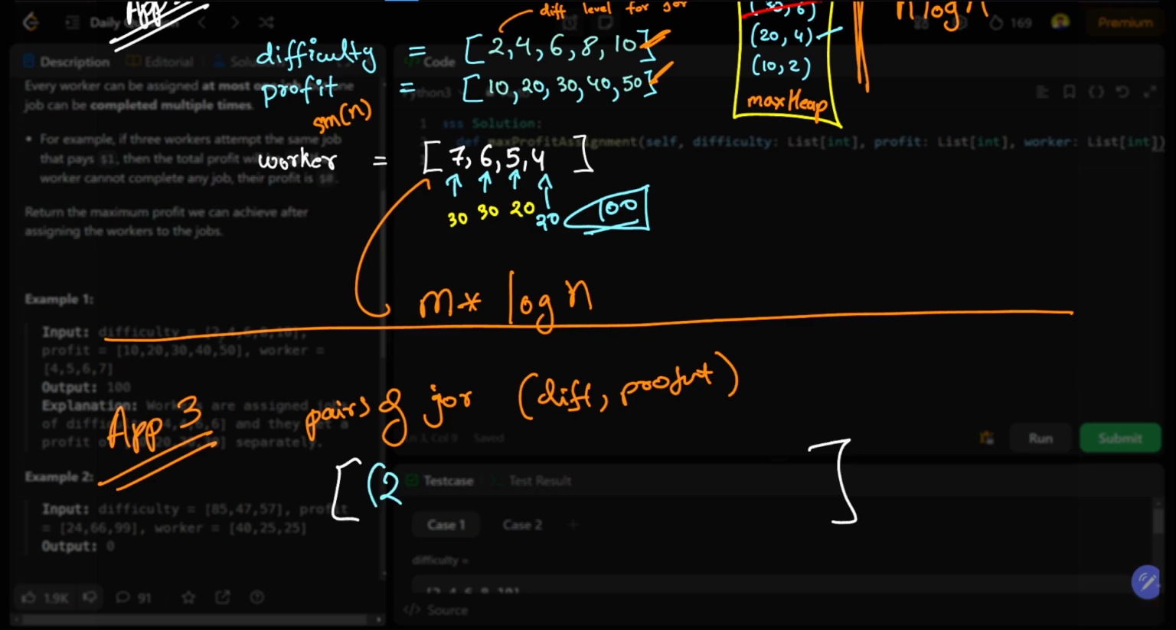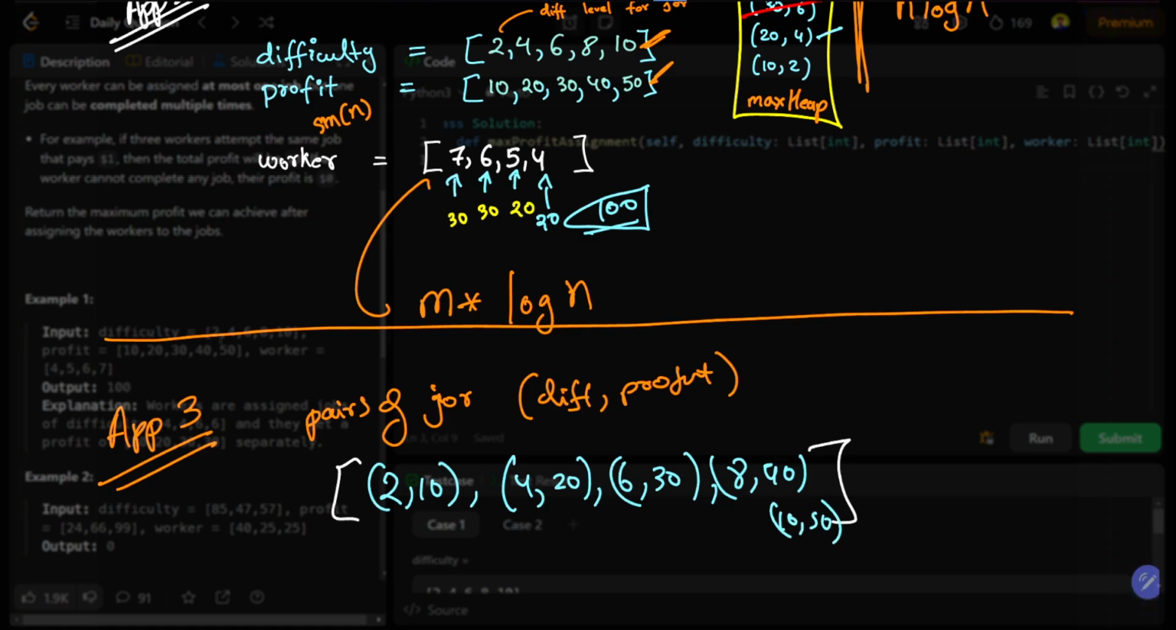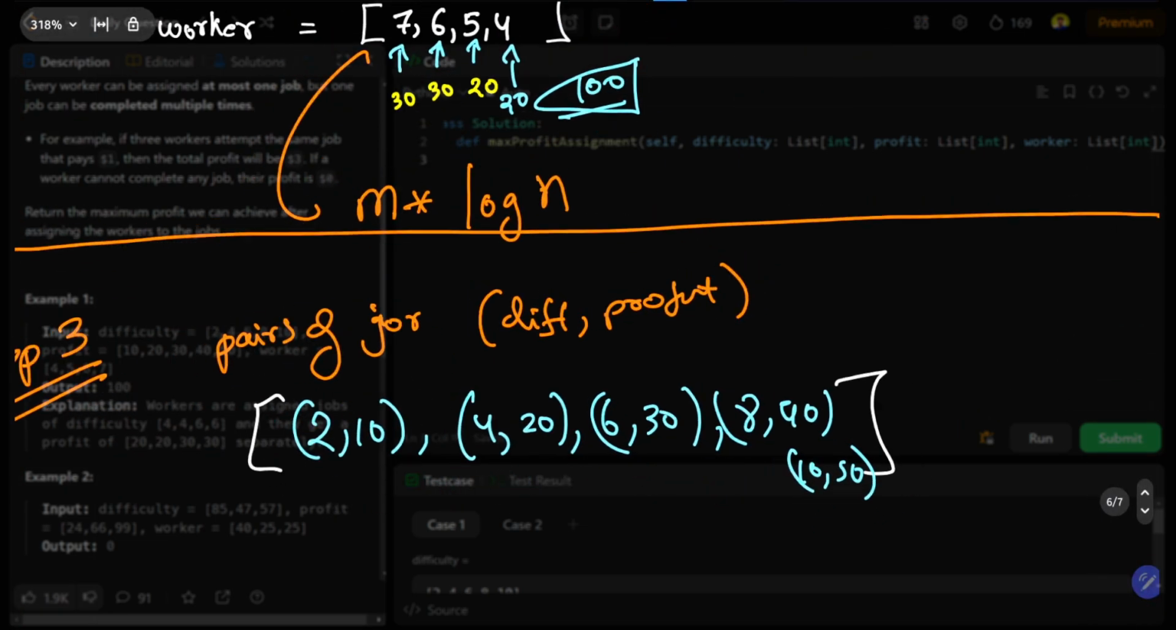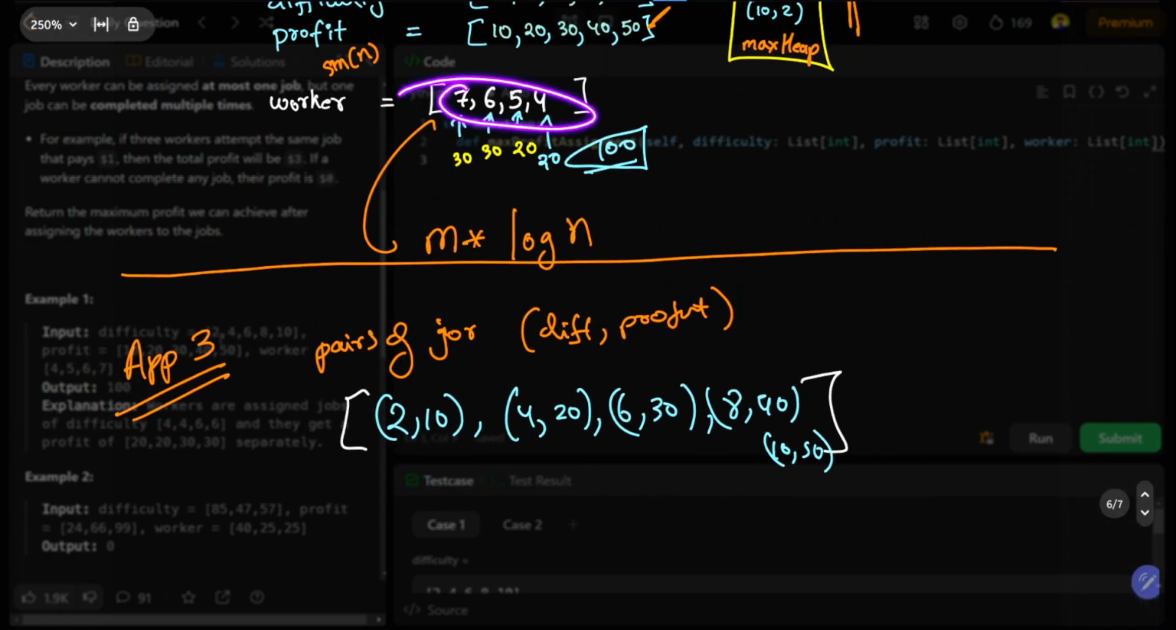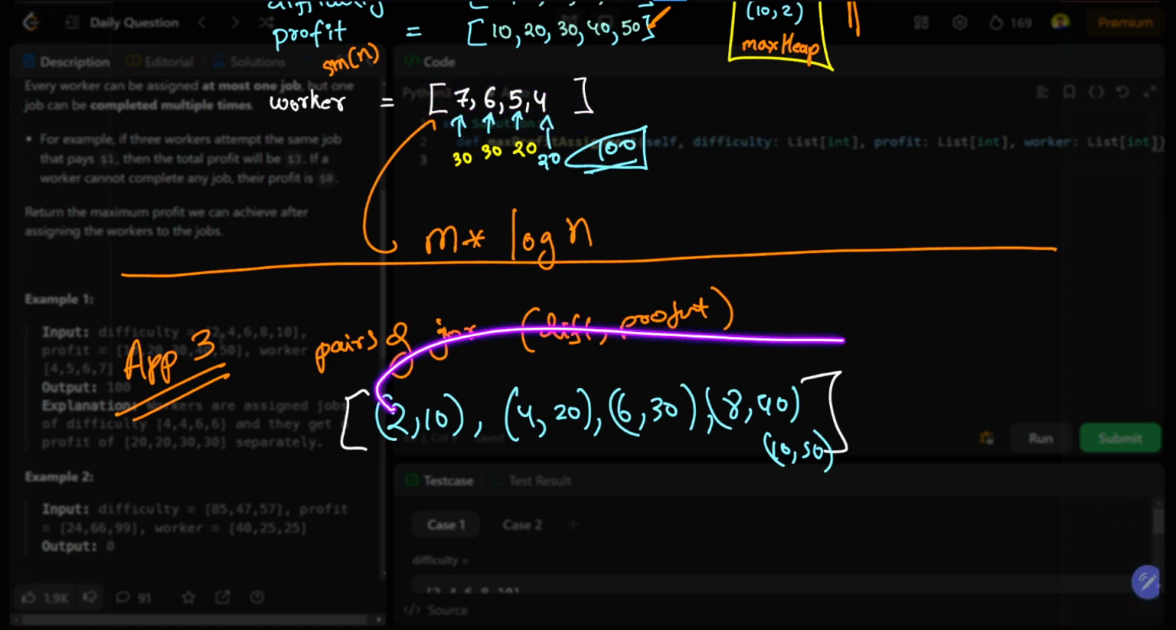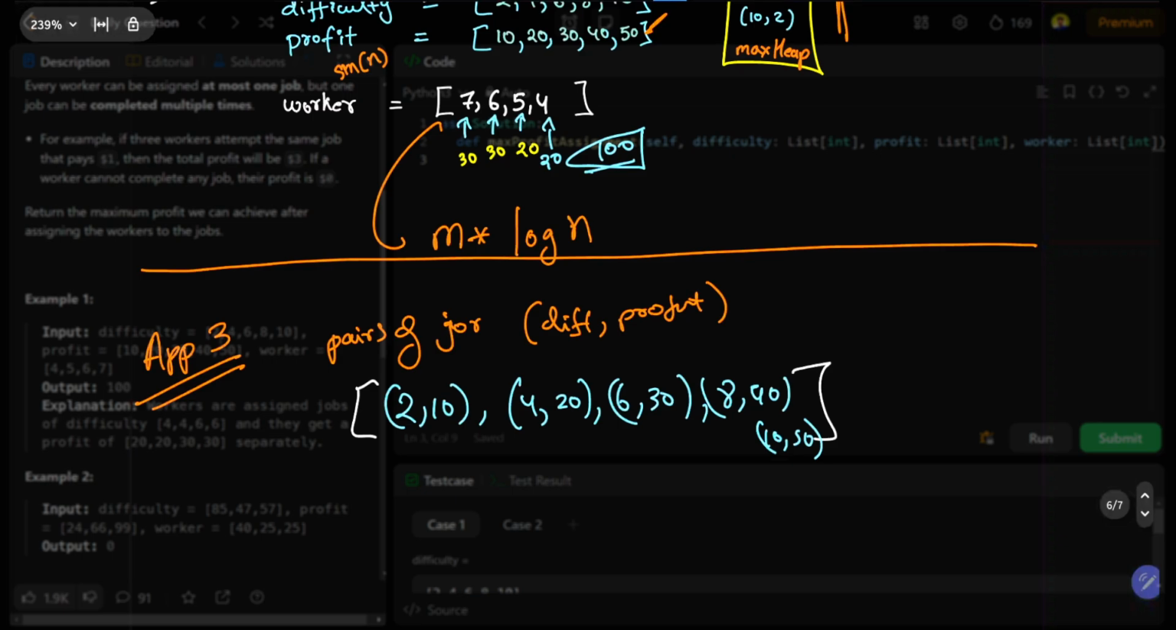So I'll say a group of 2 comma 10, again 4 comma 20, 6 comma 30, 8 comma 40 and 10 comma 50. So this data is sorted based on the difficulty level. Now I can iterate over the worker array and get the index. Using binary search, for this particular number, say 4, at what index can this 4 come? So I can say, okay, here it can come.